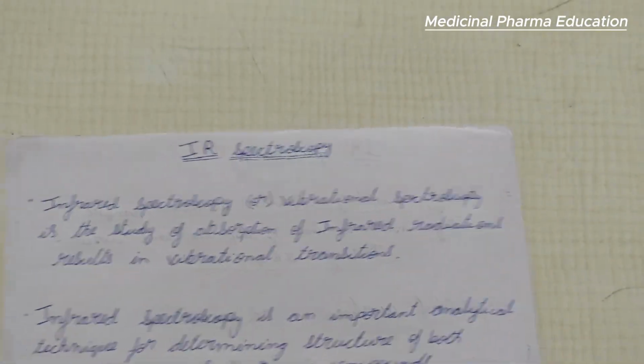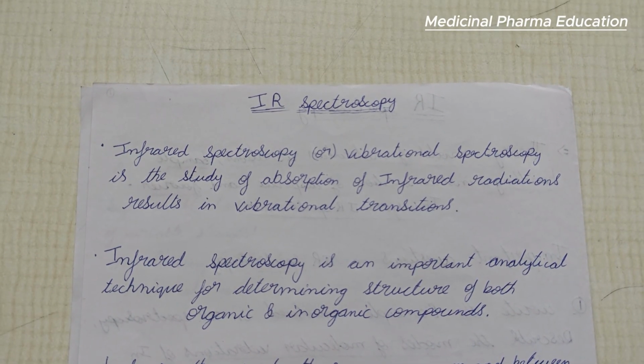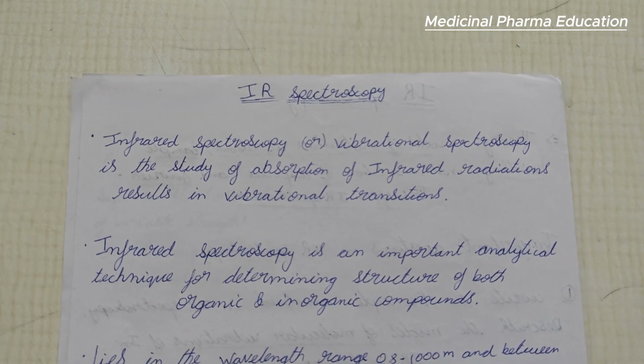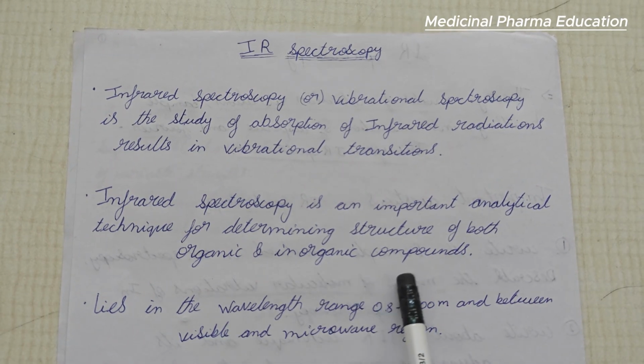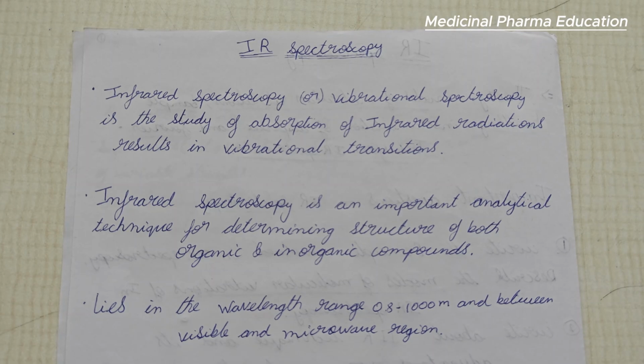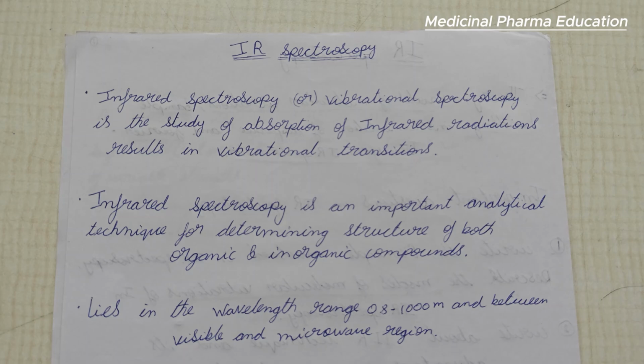We will continue the class. First, what is IR spectroscopy, and what are the uses of IR spectroscopy? IR spectroscopy is an important technique used to determine the structures of both organic and inorganic compounds. The main function is to determine the structures: how the molecules, atoms, or functional groups are arranged or present. By IR spectroscopy we can determine those structures.